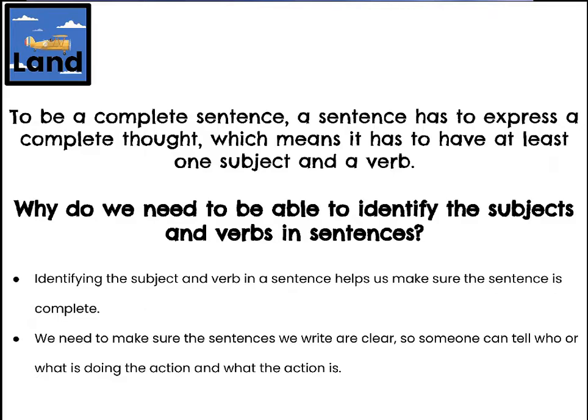I hope you guys had fun doing this lesson. I'm excited to see how you are able to identify the subjects and verbs in sentences, and I can't wait to read what you write with complete sentences, and I know you will get better and better every time we practice.